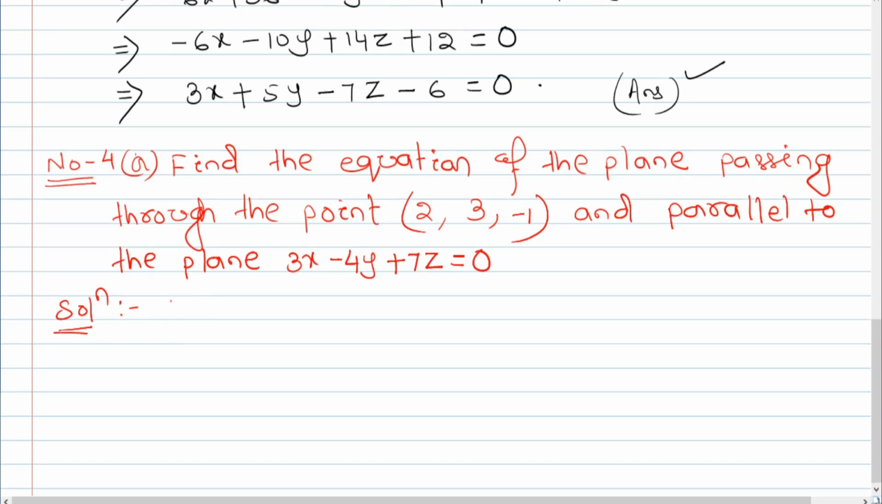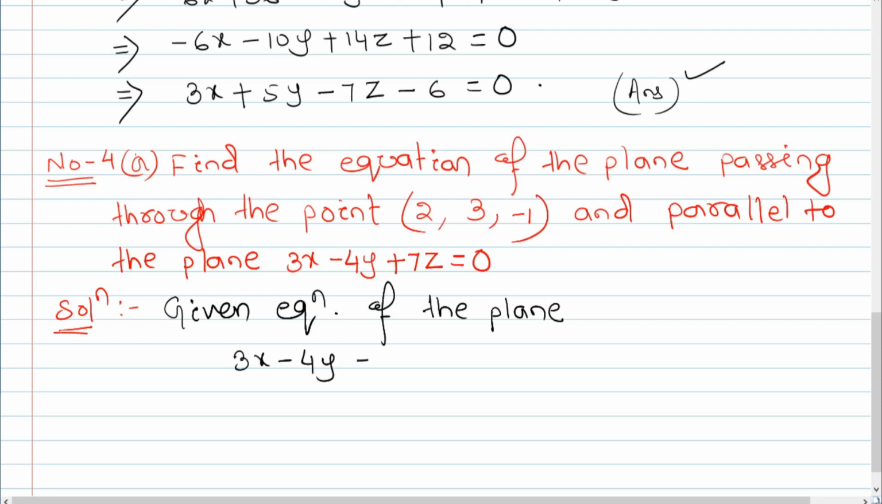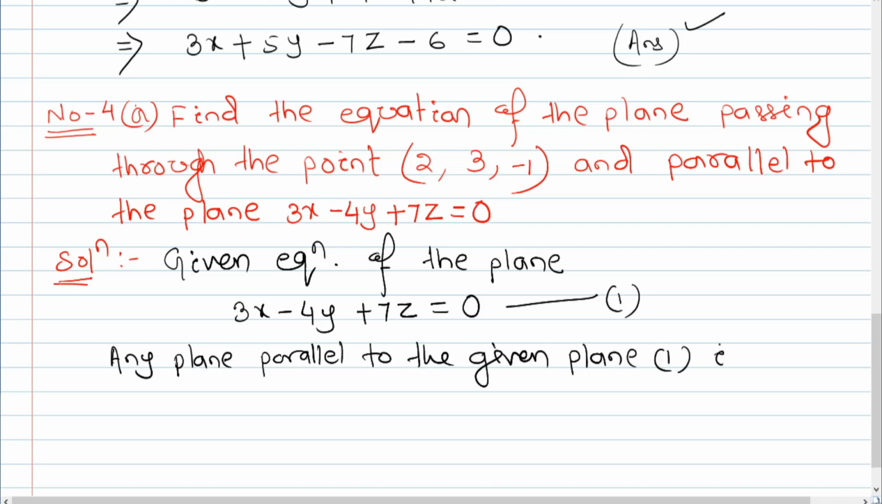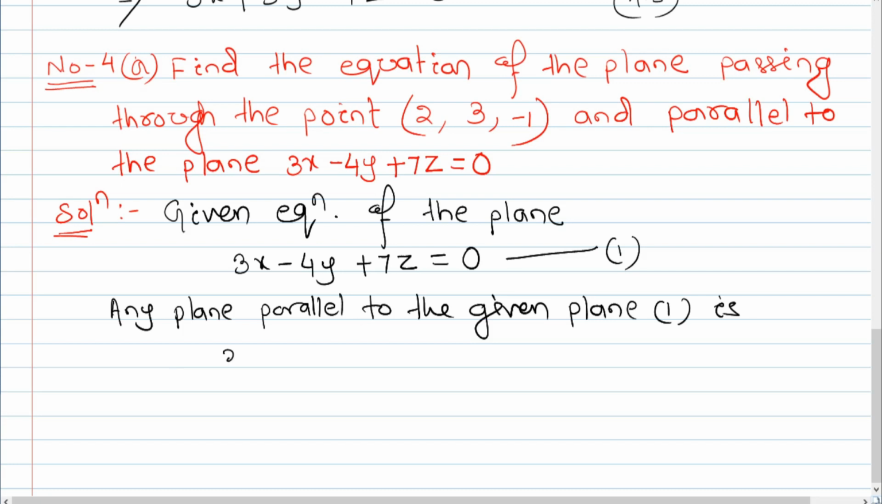Okay, so now we'll take the solution. First you write the given condition. So given equation of the plane is 3x minus 4y plus 7z is equal to 0. You can write any plane parallel to the given plane. The equation of the parallel plane is the same thing: 3x minus 4y plus 7z plus k is equal to 0. What is k? k is unknown to us.